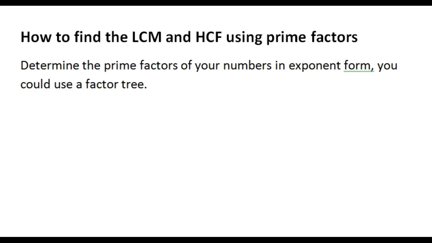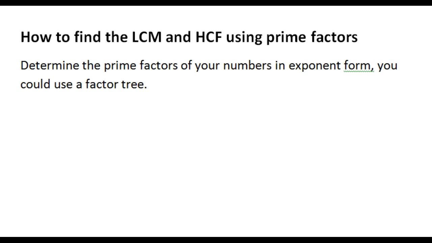In this lesson, we're going to look at how to find the lowest common multiple and the highest common factor of a pair or more than a pair of numbers using prime factors. We do this by first finding the prime factors of each of the numbers we're interested in. We have to write them as a product in exponent form for this method to work.